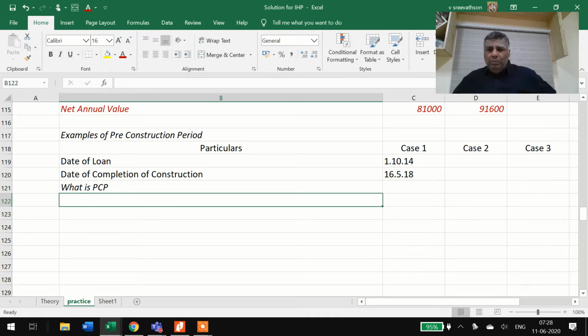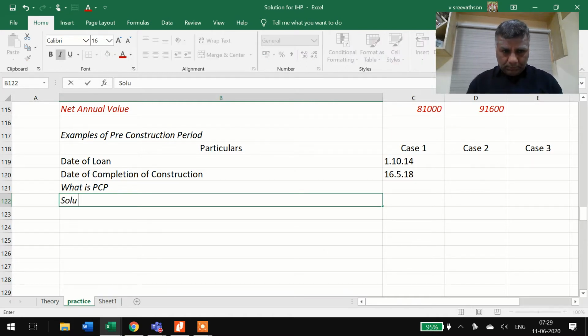Date of loan 1/10/2014. Date of completion of construction 16/5/2018. What is the pre-construction period? Date of loan, date of completion of construction. So, what is pre-construction period?